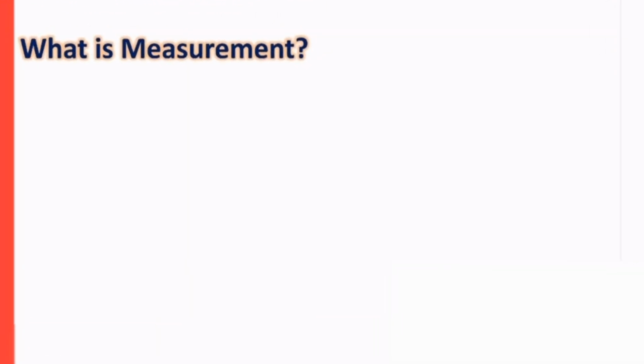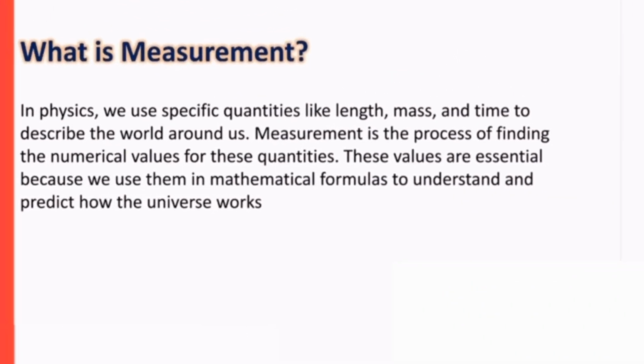Let's start with this question. What is measurement? In physics, we use various quantities to describe the world around us, such as length, mass, and time. Measurement is the process of determining the value of these quantities. This is essential because these values are used in mathematical equations to predict the behavior of different systems and objects.